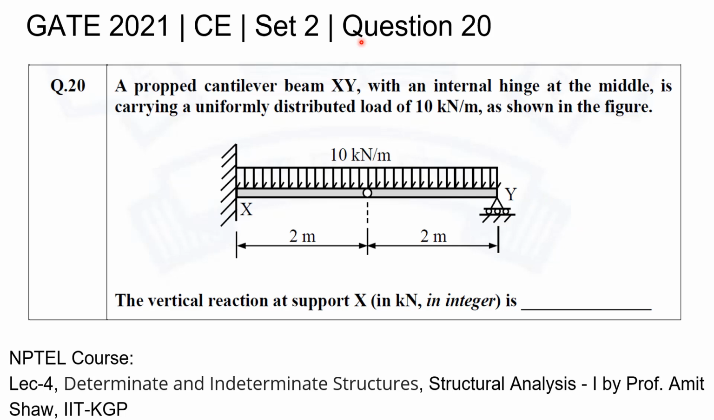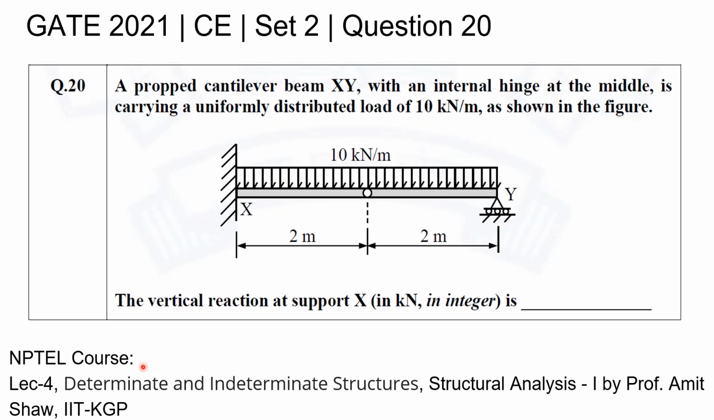Let us look at question number 20, set 2, Civil Engineering, K 2021. A prop cantilever beam XY with an internal hinge at the middle is carrying a uniformly distributed load of 10 kN per meter as shown in the figure. The vertical reaction at support X in kilonewton is asked, and we are expected to report our answer as an integer. The relevant NPTEL course cited below deals with this topic in more detail.